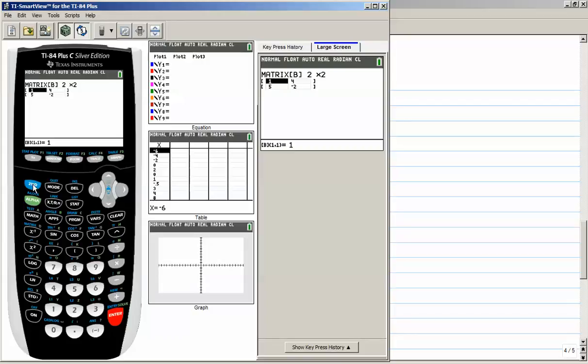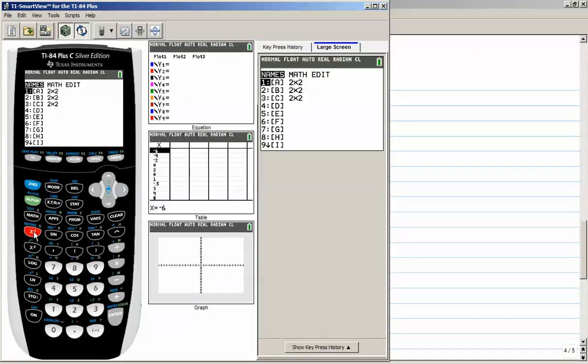Now I want to quit this and go back to my main screen. I guess I could have gone straight to the matrix menu. Now what I want to do is go back to matrix, and I'm not going to go over to edit. I'm going to stay here in names, and notice the 1 is highlighted. If I hit enter, it puts A on the screen, and I want to hit the multiplication button. Go back to the matrix menu, stay in names, and go down to 2, hit enter.